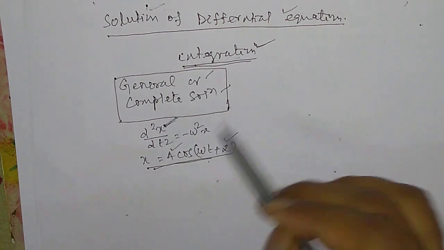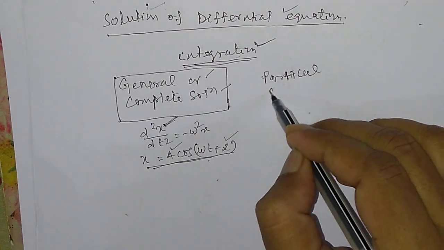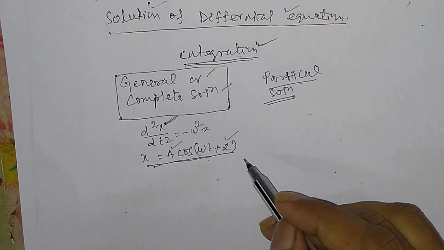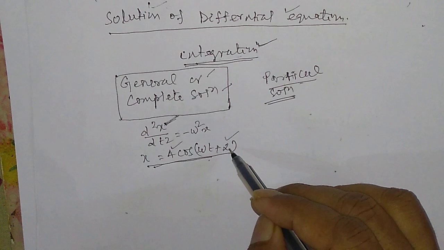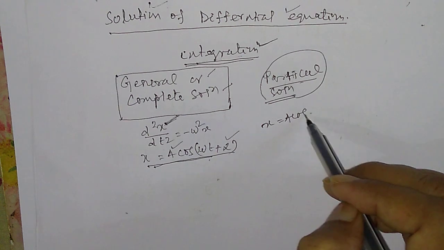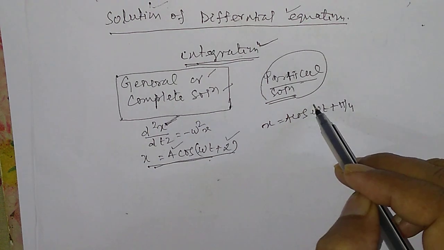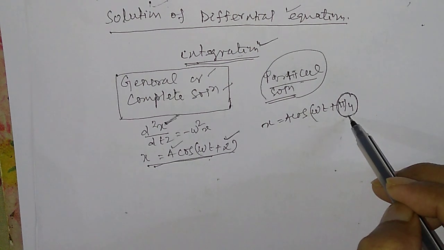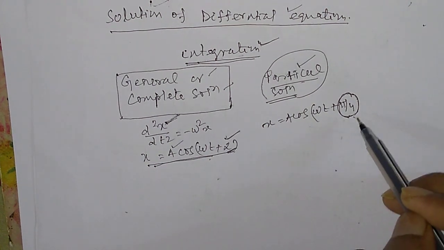Okay. Then what is a particular solution? Sometimes you will be asked to find the particular solution. So what is a particular solution? If the constant has a particular value, then it is called a particular solution. Suppose the solution is x equal to a cos(omega t plus pi by 2) or pi by 4 or 45 degrees. So what is the value of the constant? The value of the constant is 45 degrees, pi by 4. Then the solution will be called a particular solution because the constant has a particular value.